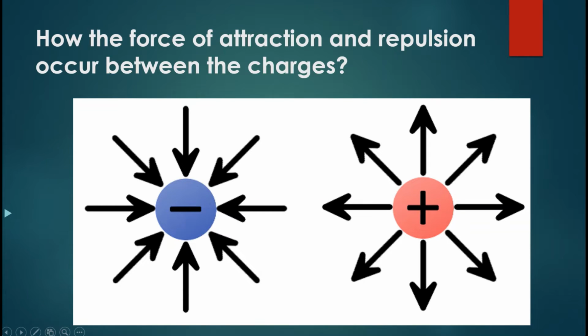Now let's talk about the direction. The field of the positive charge particle goes outwards and the field of the negative charge moves in the inward direction. There is a specific reason for that. As we know, the positive charge repels the test charges and the negative charge attracts the test charges, because the test charge is always positive.